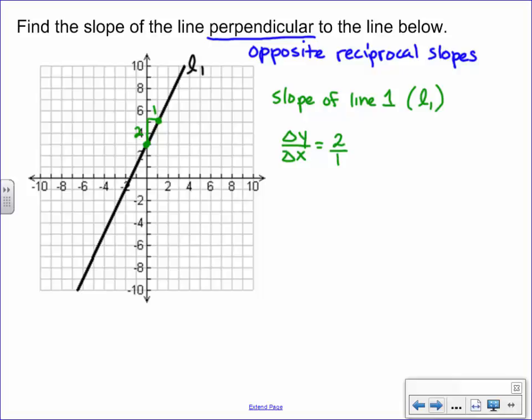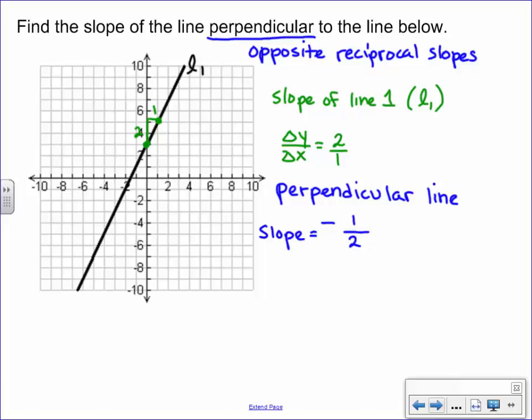So that means that our perpendicular line must have a slope that is both opposite and reciprocal. The slope of line 1 is positive 2 over 1, so our new line is definitely going to have a negative slope. And then the reciprocal part says we should flip the fraction. So the slope of our original line is 2 over 1, which means our perpendicular line is going to be 1 over 2. So the perpendicular line has a slope that is equal to negative 1/2.